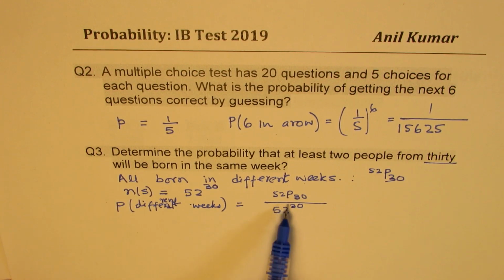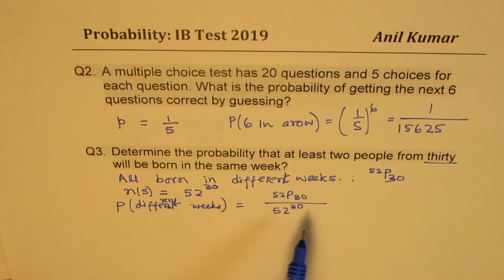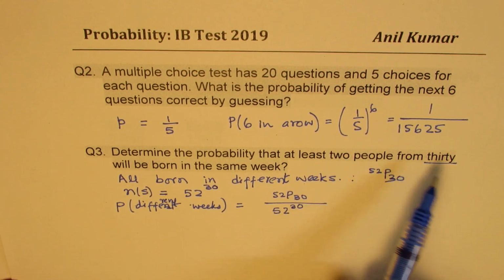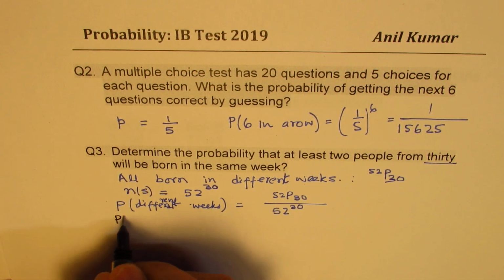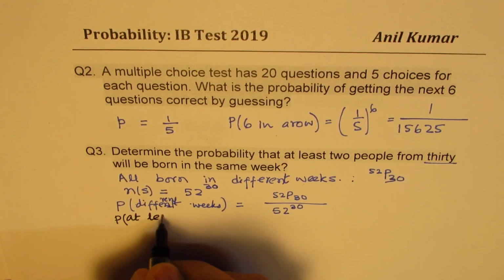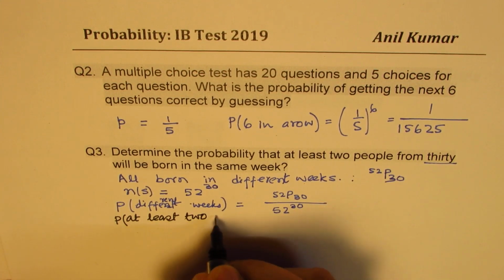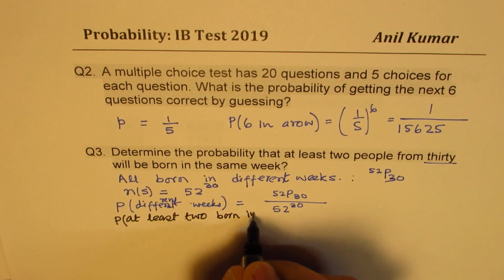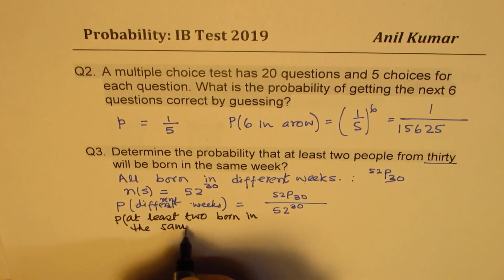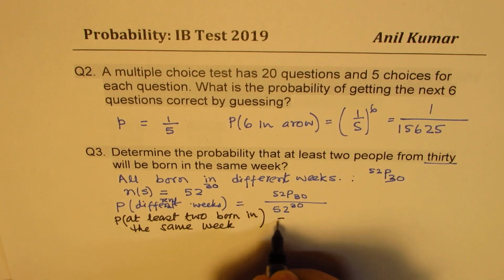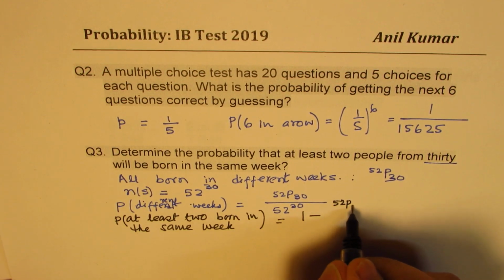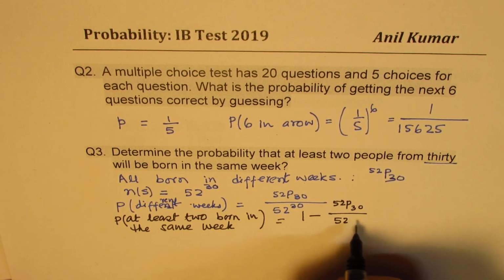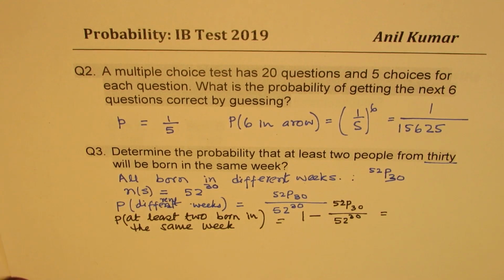Right? Now, if I take away from 1 this probability, I get the probability that at least 2 people from 30 will be born in the same week. You get the concept, right? So the probability for at least 2 born in the same week should be equal to 1 minus this probability, correct? 1 minus 52p30 over 52 to the power of 30, correct? So that is how you are going to find it. I hope the concept is clear.